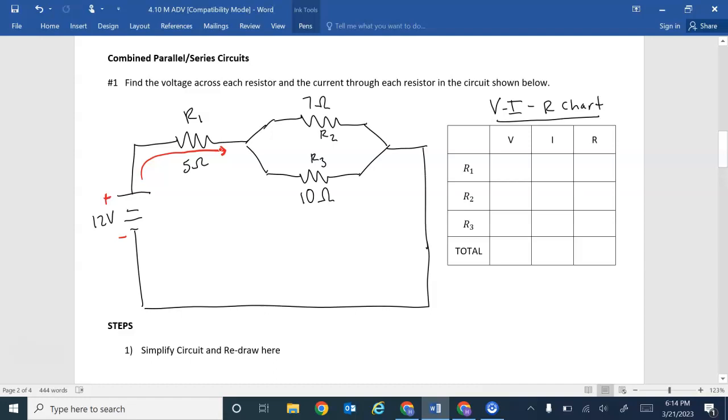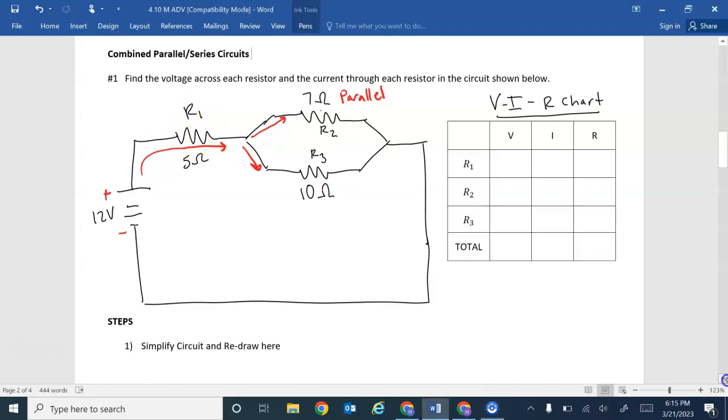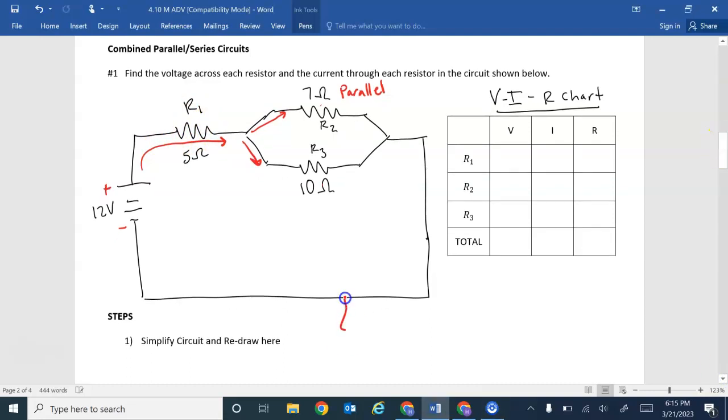So we're going to need to use our rules for finding equivalent resistance, or total resistance, and redraw this as a series circuit. It starts right here, but then the current splits. Some goes here and some goes here. So this 7 ohm and 10 ohm together, since the current splits, are in parallel to each other. We know we're going to have to redraw the circuit as a series circuit because there's only one resistor to start and it starts as series. So I'm going to go ahead and do that.